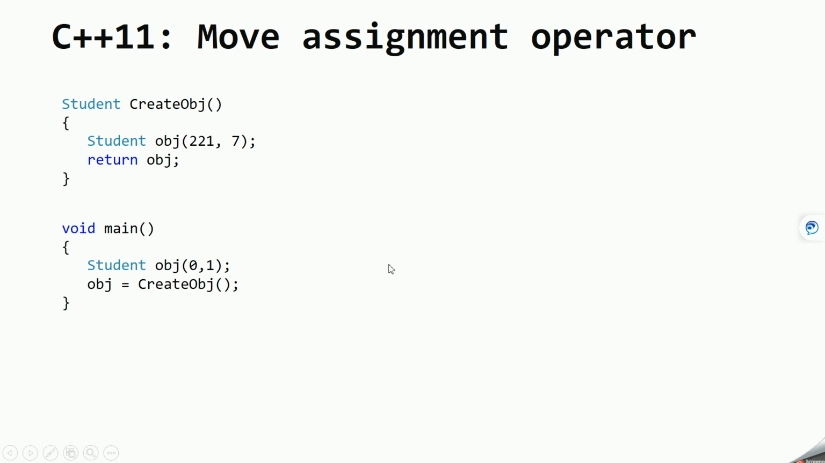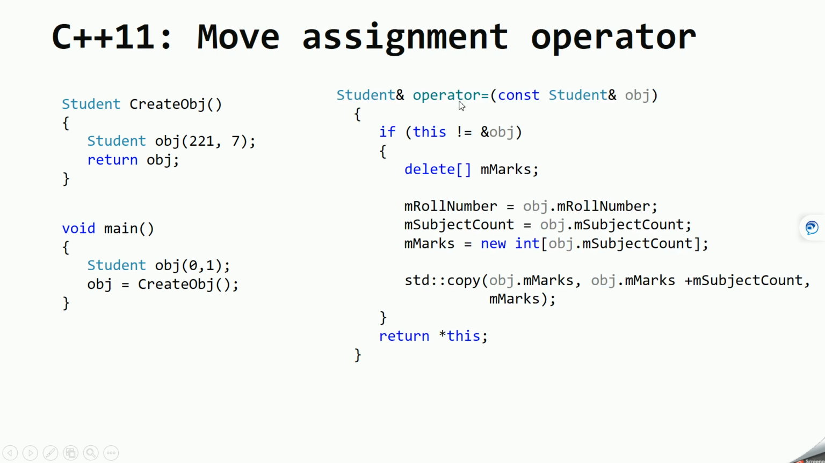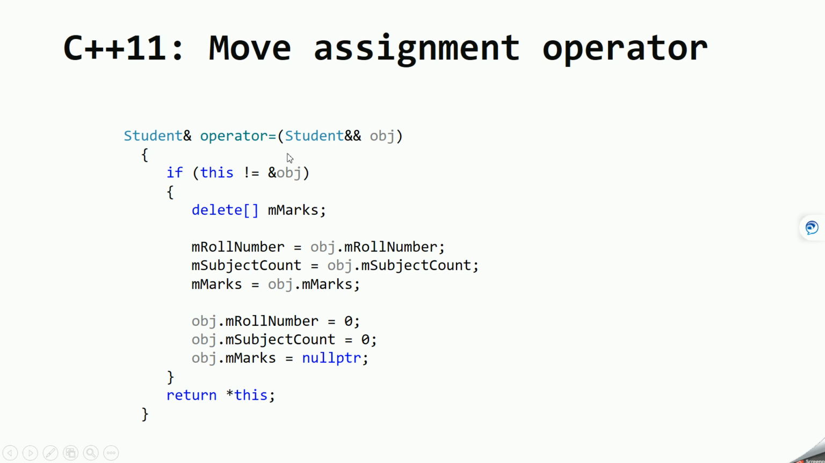So when this assignment happens, the assignment operator will get called, and when the assignment operator gets called, again over here we are allocating the memory. Since that is a temporary object that has to be assigned to this object, for this temporary object again we have to allocate new memory. So to avoid the allocation of new memory when we have a temporary object, we can use the concept of move assignment operator. So this is the syntax for the move assignment operator.